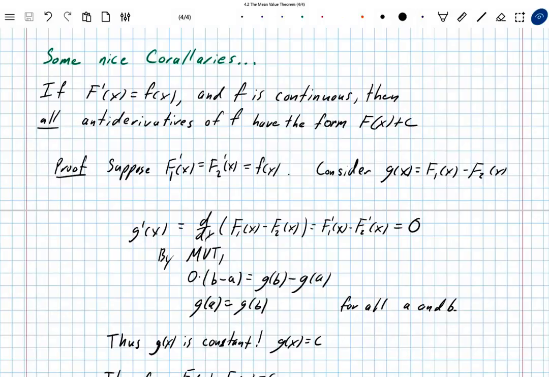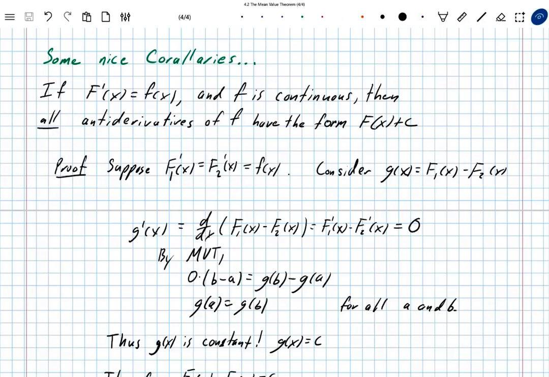Let's suppose we have two different ones. This is a classic proof technique. We want to show there's only one? Well, suppose there's two. See what happens. What does it mean to be an antiderivative? It means if you take their derivative, you get back the original f. So they both have this property. And now we're going to play a similar game. Let's look at their difference. Let's call this g of x the difference of F1 and F2.